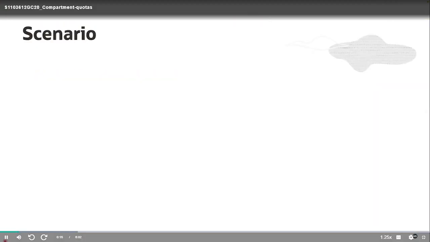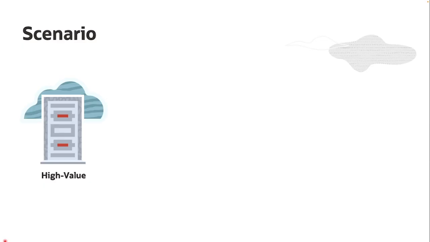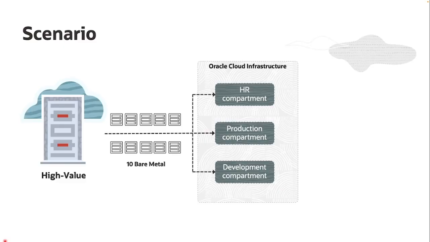Let us consider a simple scenario where you want to control usage of high-value cloud resources in your tenancy. For example, you need to ensure that only 10 bare metal machine instances can be used across all 3 departments of your tenancy. And you want to add an additional condition that your production team can use only 4 of them.